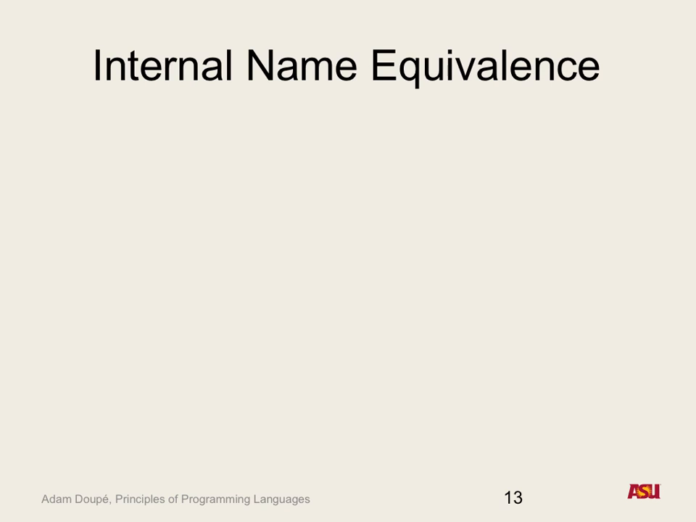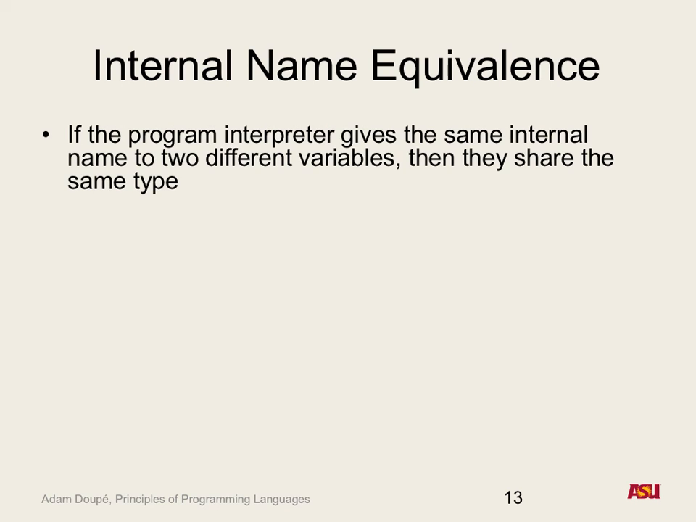And so, what we'll use is this fact: if the program interpreter gives the same internal name to two different variables, then they share the same type. So you can think that this is exactly like name equivalence, right? Because every type of the different external name is going to have the same internal name. Right? Otherwise, it's not going to work. The type system's not going to work.